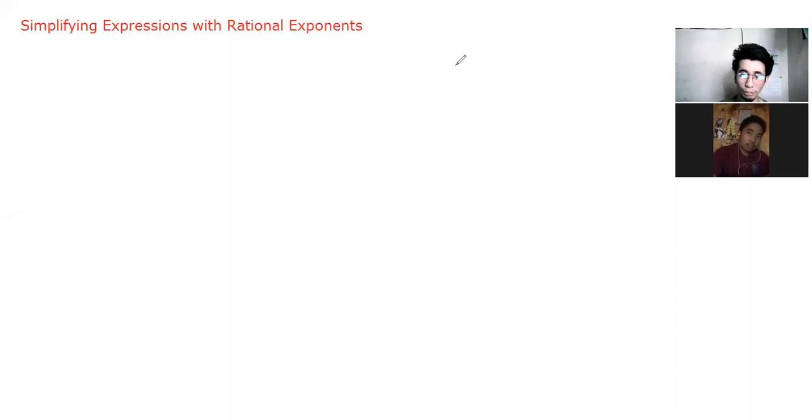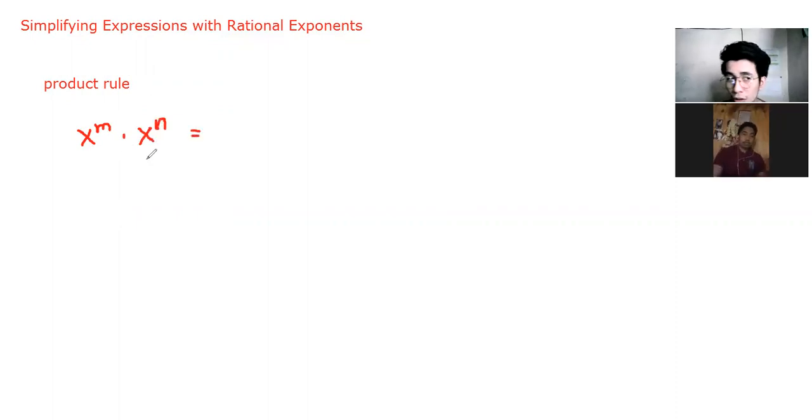So, kauna-unahang law na meron tayo is the product rule. Paano ba nalalaman pag product rule? For example, we have x raised to m, then i-multiply natin siya sa x raised to n. Ang kalalabasan nito, copy lang yung base. Kailangan kapag nag-product rule tayo, same base sila. So, same base naman tayo na x. Then yung m natin, ipagka-plus na lang natin, m plus n.